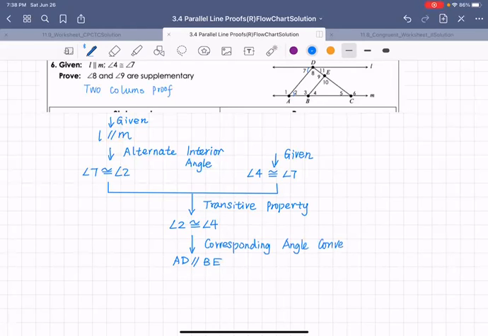Converse, right? Oh, yeah. Okay. When you get these two parallel, what can you do next? What happened to this? They both add up to 180, so they're supplementary. Yeah, so you can see angle 8 and angle 9 are supplementary.